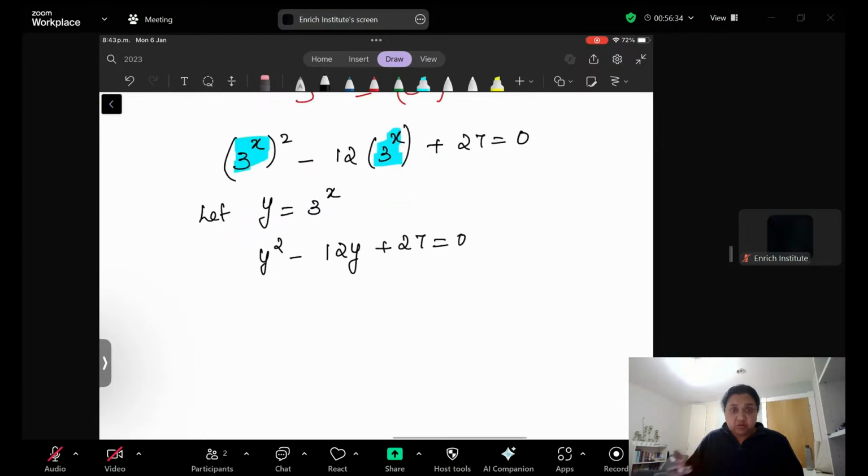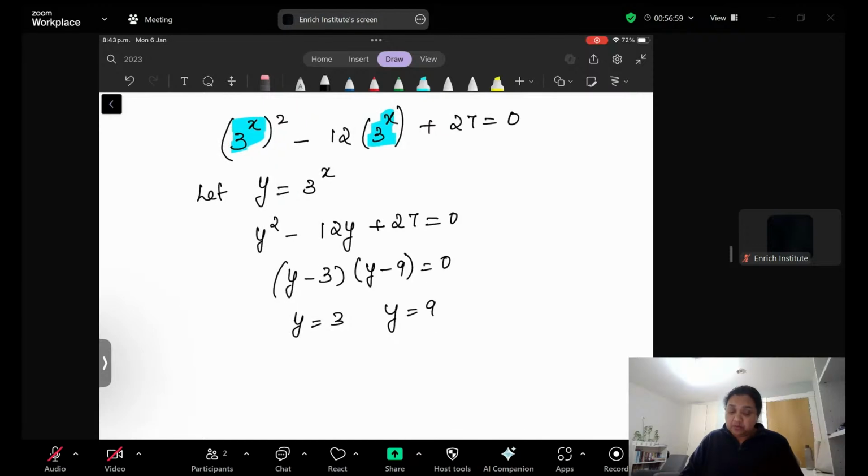Now this is just a quadratic equation. You can solve it. What will be the numbers? It is (y minus 3)(y minus 9) is equal to 0, y is equal to 3, y is equal to 9. Now don't stop here, because y is the variable which we introduced. The real variable is x. So you have to substitute it back. What is the substitution? You have 3 to the power of x. So you write 3 to the power of x is equal to 3, and 3 to the power of x is equal to 9.